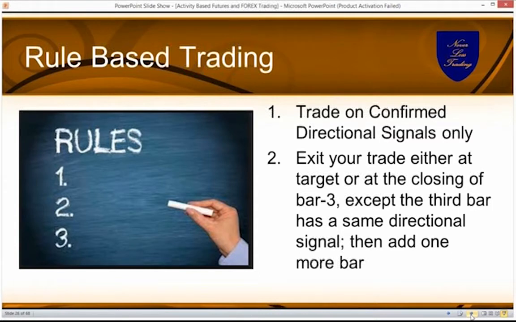And then we give ourselves a time-based target. You remember on the first chart, we had this time-based exit. We want to be out at the third bar, except if the third bar has the same directional signal, then we take another bar in. So very easy. Either you are out at the predefined exit, or you are out at bar 3, except if it has another signal, then you're out at bar 4.